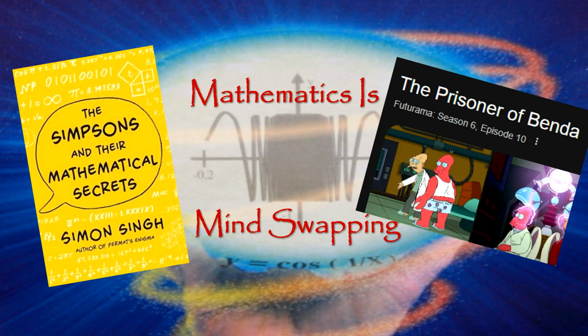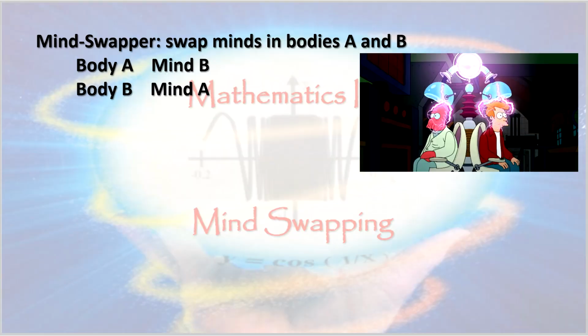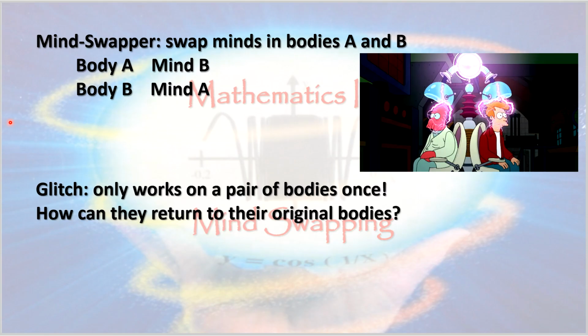The episode of Futurama, titled The Prisoner of Benda, is special in that the entire plot is built around a difficult mathematics problem. In The Prisoner of Benda, people use a mind-swapping machine to find out what it's like to be in a different body, younger, older, etc. After having some fun with a new identity, they want to go back to their old bodies, at which point they discover a bug in the mind swapper. It will only work on a pair of bodies once. Can they get back to their original bodies?